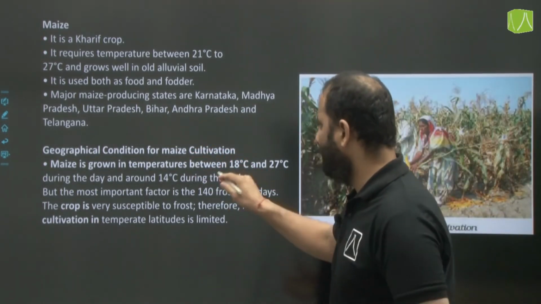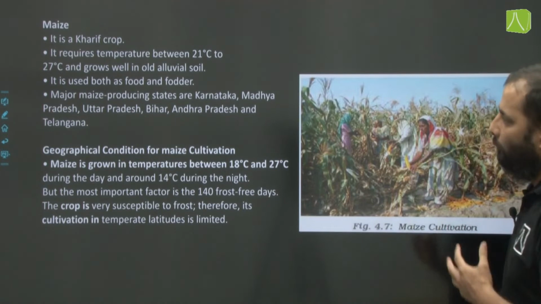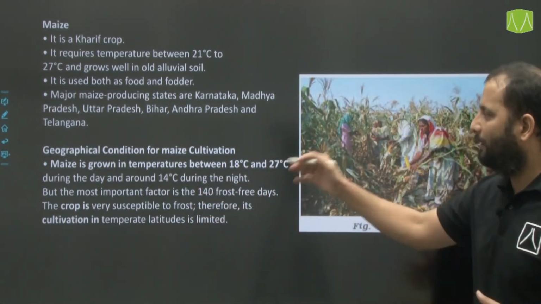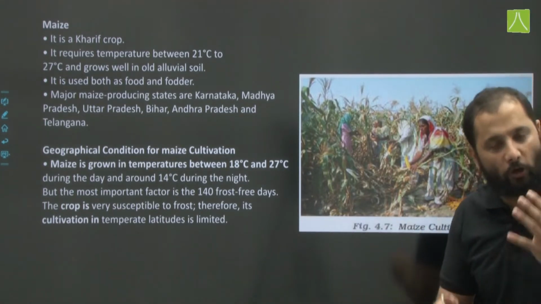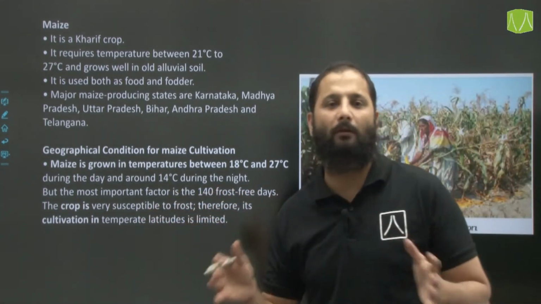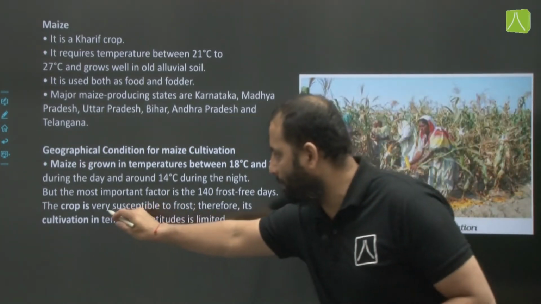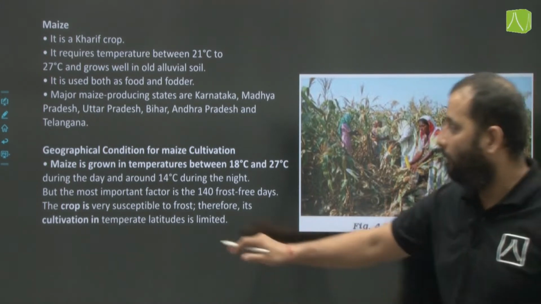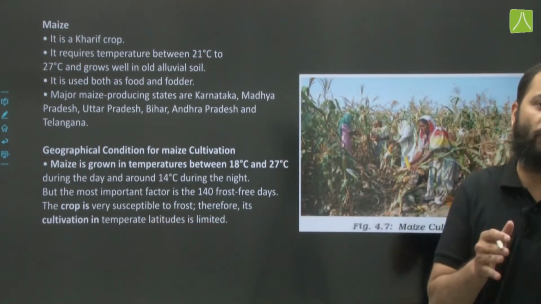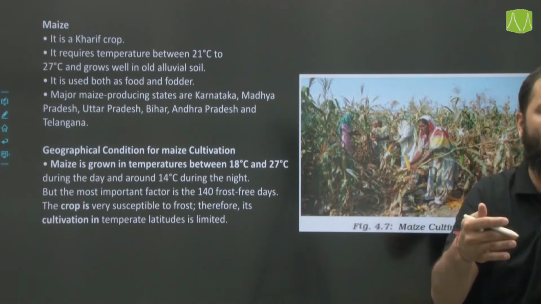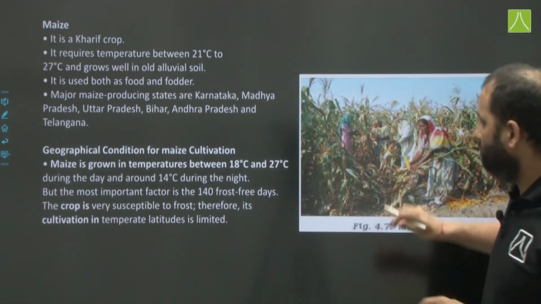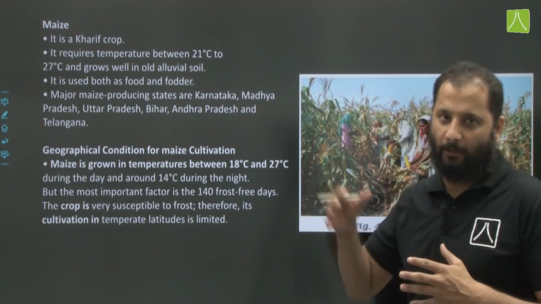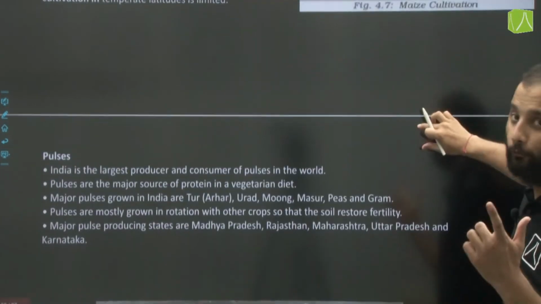Geographical conditions: temperature between 18 degrees Celsius and 27 degrees during the day and around 14 degrees during the night. But the most important factor is the 140 frost free days required for maize cultivation, and therefore the crop is, as you can see, susceptible to frost. Therefore, its cultivation in temperate latitudes is restricted, because in temperate latitudes the number of frost free days is less. One more crop will require frost free days, which we will see, but it is not a food crop.